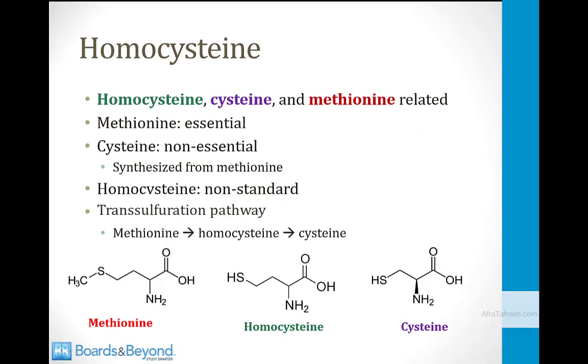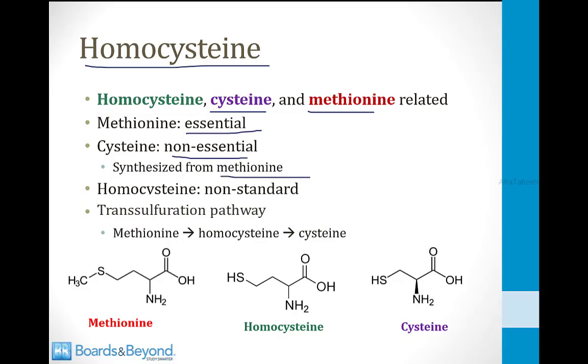Now let's talk about the amino acid homocysteine. Homocysteine is a non-standard amino acid. This means it is not coded for by our genome. However, it is closely related to two standard amino acids, cysteine and methionine. Methionine is an essential amino acid, but cysteine is non-essential because it can be derived from methionine.